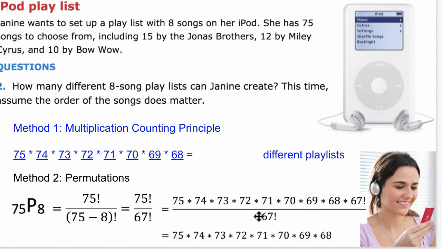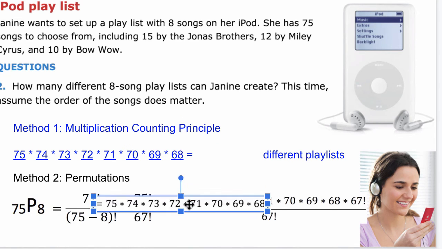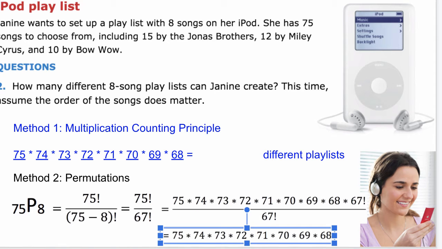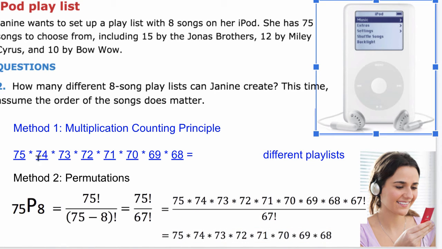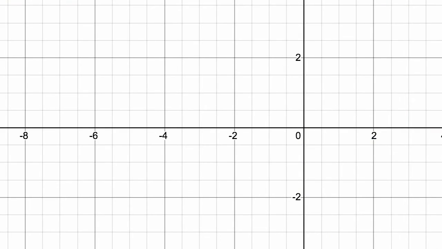And again, you could write it out, or we can just go to Desmos and plug it in. These are going to cancel out, so 75 times 74 times 73, 72, 71, 70, 69, 68. Basically, just to show you that it's the same thing. You get the same thing with the multiplication counting principle or permutations. And so we can go to Desmos. We can just type in 75 times 74 times 73 times 72, 71, 70, 69, 68, or just type in 75P8 if you forgot how to do that.